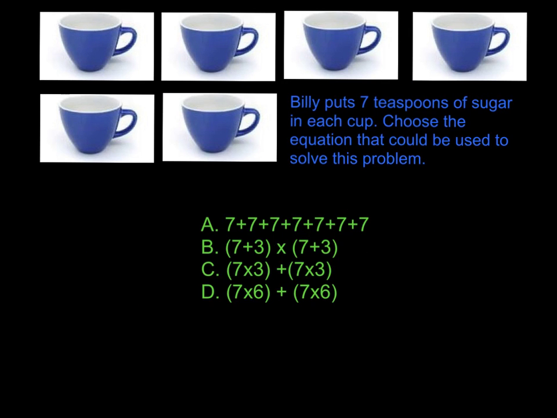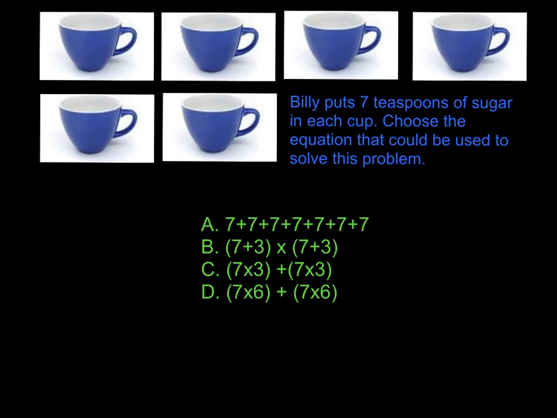Okay, there will be lots of word problems on this test. So I want you to look at this problem. It says that Billy puts 7 teaspoons of sugar in each cup. Choose the equation that could be used to solve this problem. So glance down here at these equations and decide which one you think is the correct one. Remember, if you're not sure, you can work all those equations out and see if they make sense. So go ahead and try to choose the one that you want, and then we'll come back to talk about it.